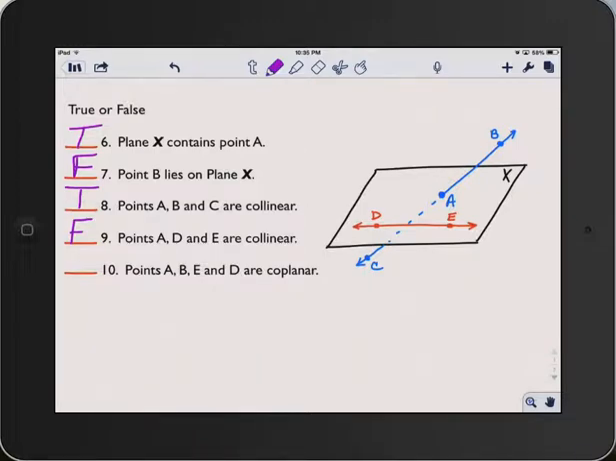For problem number 10, points A, B, D, E, and D are coplanar. Well, in this diagram I can see that points A, D, and E are all points on plane X. Point B is not on plane X, and therefore it is impossible for any other plane to contain all 4 points at the same time. So therefore the answer is false.